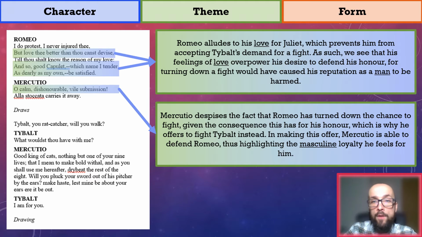That is why Mercutio offers to fight Tybalt instead, because by doing this, Mercutio is able to defend Romeo and his honour, thus highlighting the masculine loyalty that Mercutio feels for his friend.